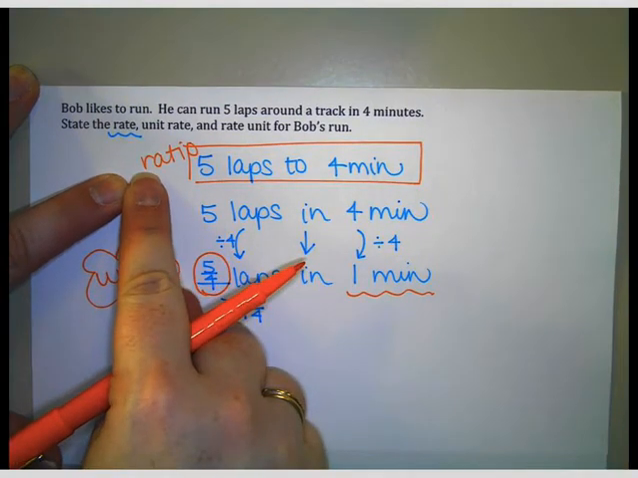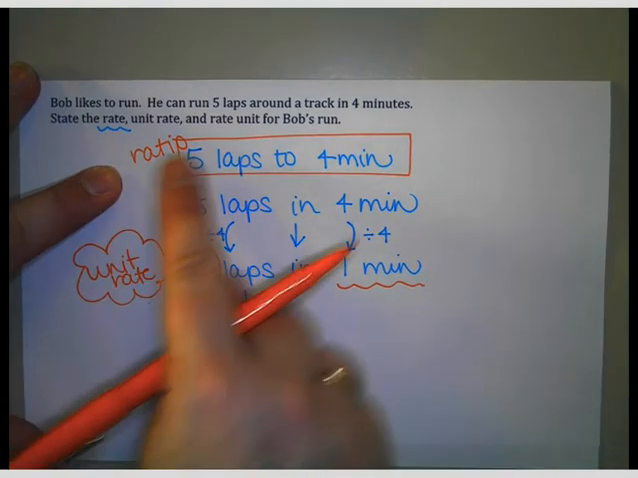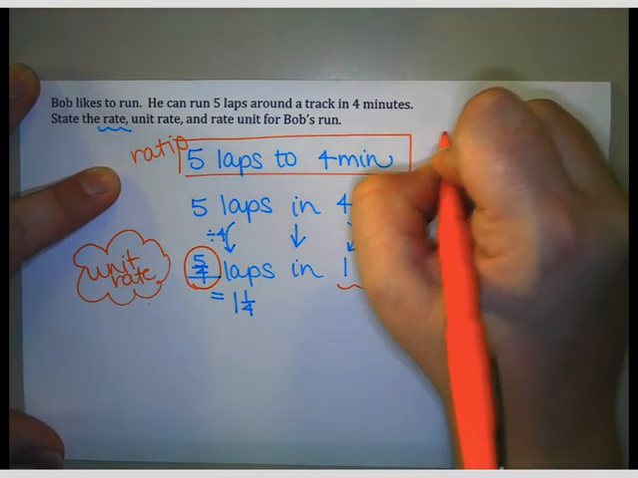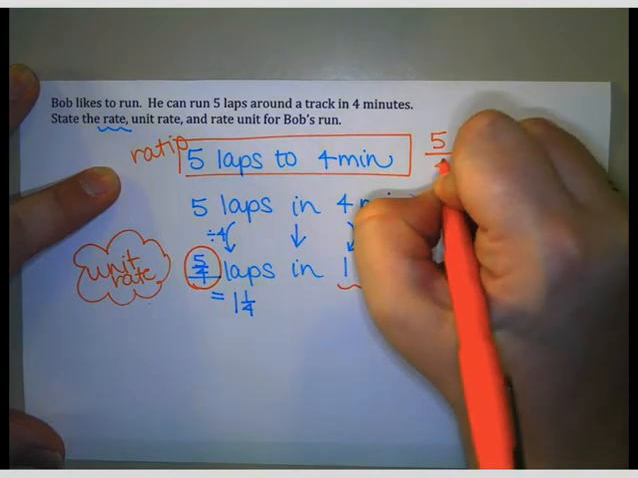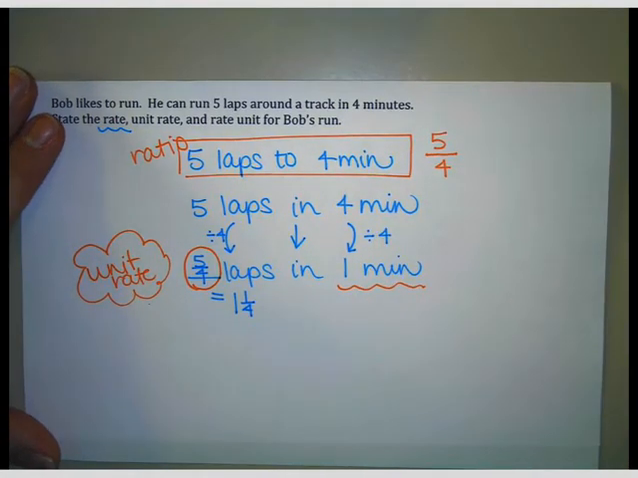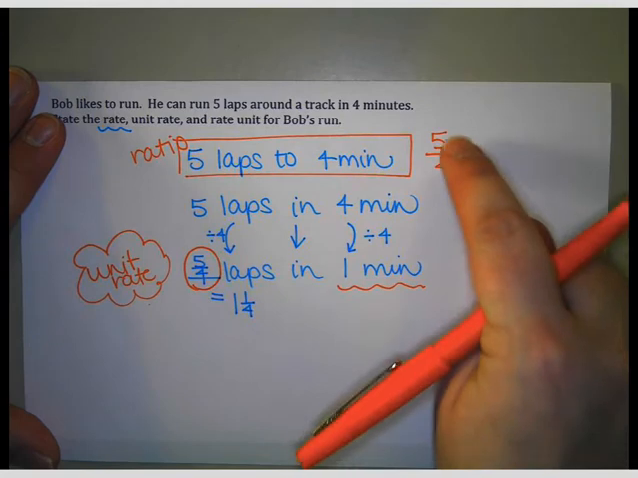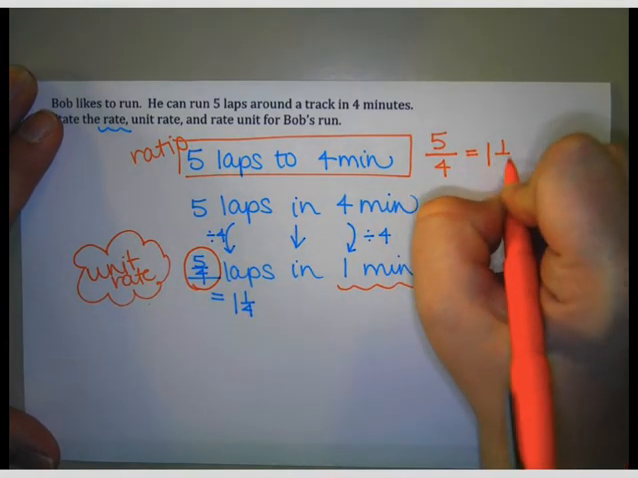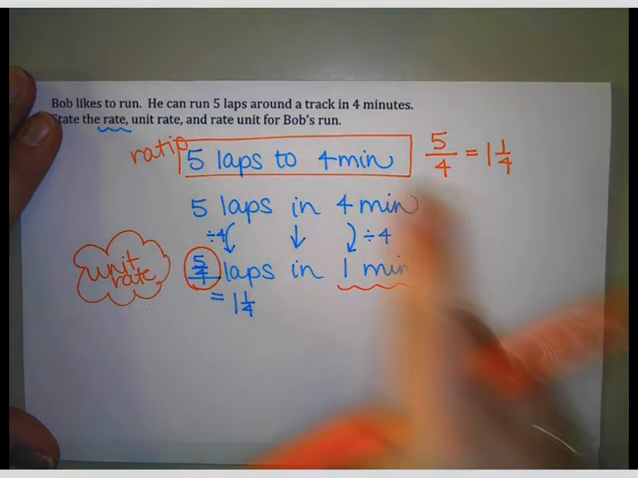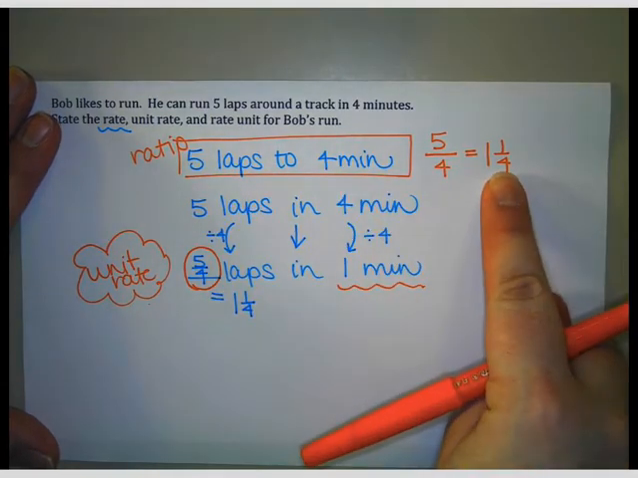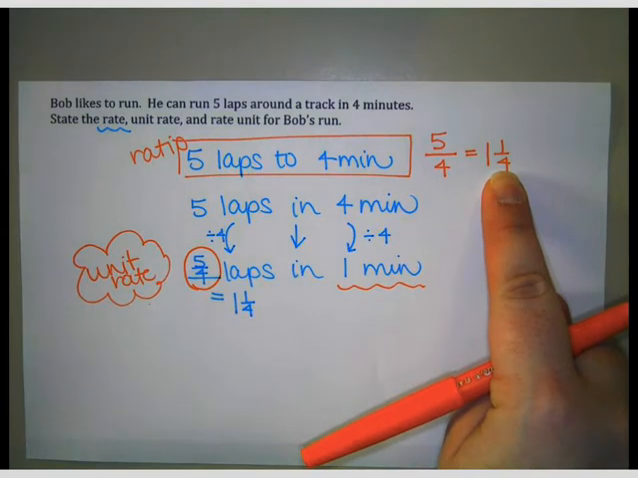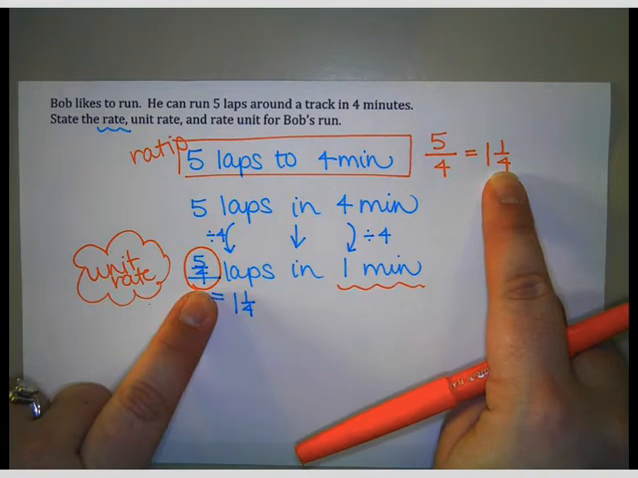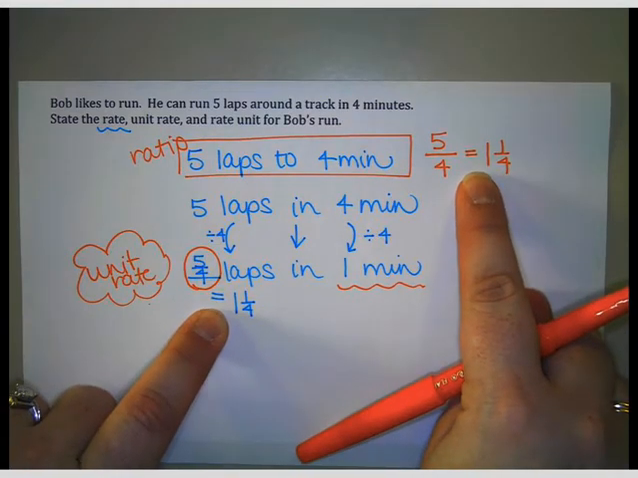Think about it. We talked a lot about the value of ratios. The ratio is 5 laps to 4 minutes, or I could write it like this: 5 laps to 4 minutes, which means that the value is 5/4, or 1 and 1/4. The value of the ratio is always the same as the unit rate when you start with the rate. See that? How they're exactly the same.